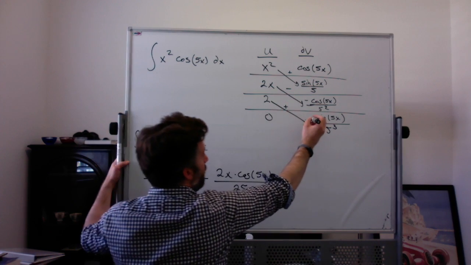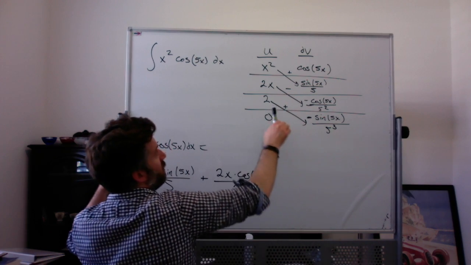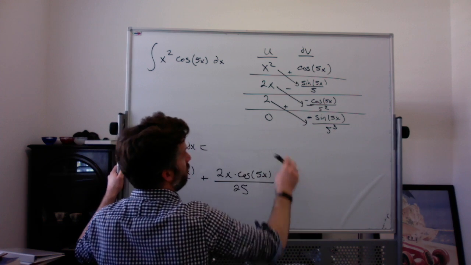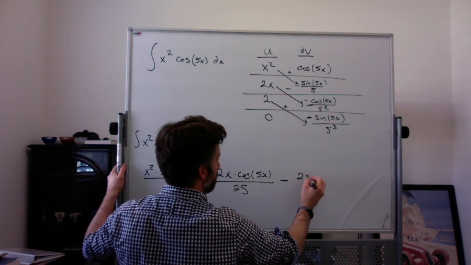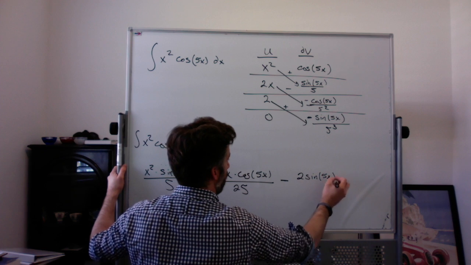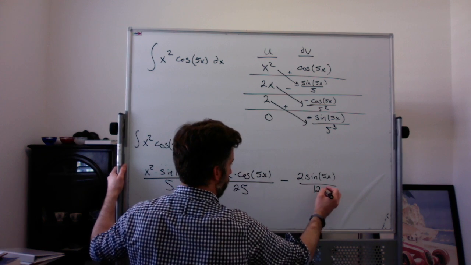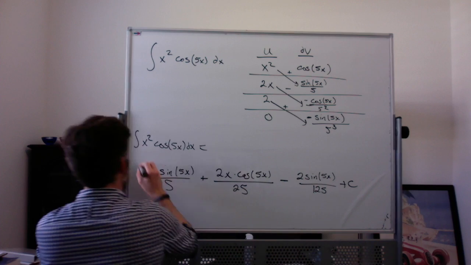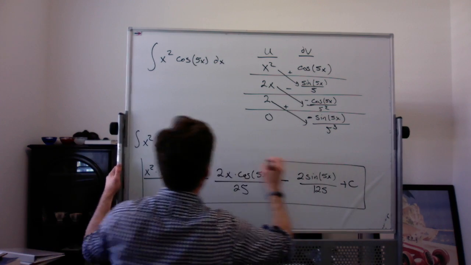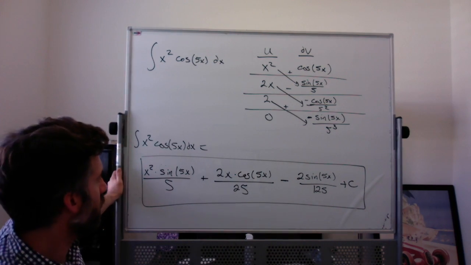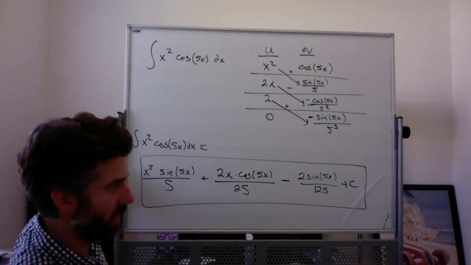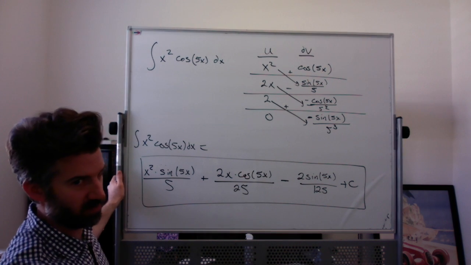Plus 2 times negative, that is a negative sign, sorry. 2 times negative, so that's going to be a negative overall. 2 times sine of 5x all over 5 cubed, which is 125, plus C. Not too terrible. I will say, just be careful with your signs. Your plus or minus is not your trig function.